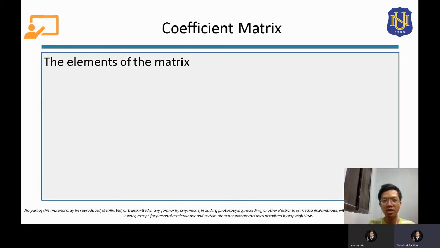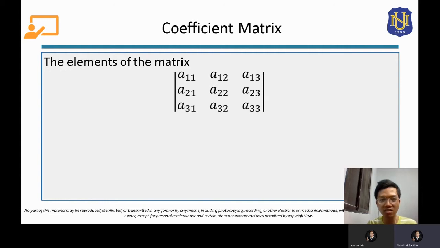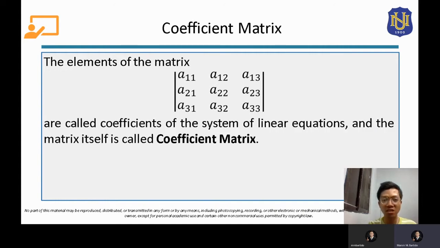Also we have here what is called the coefficient matrix. The elements of this matrix are called coefficients of the system of linear equations, and the matrix itself is called the coefficient matrix. So the matrix wherein the elements are the coefficients of the variables in our system of linear equations is called the coefficient matrix.